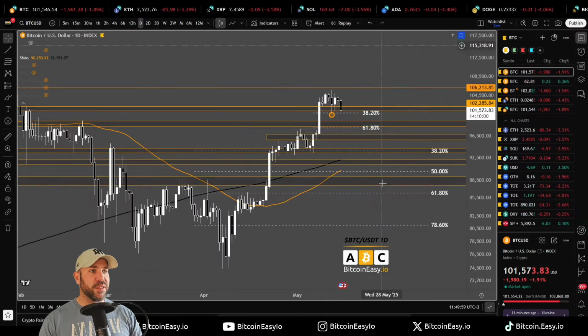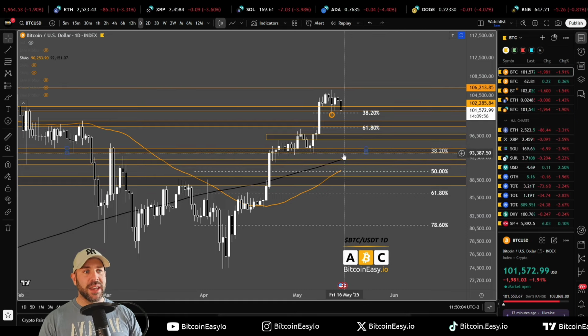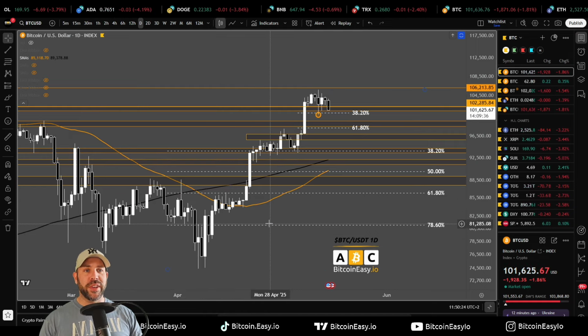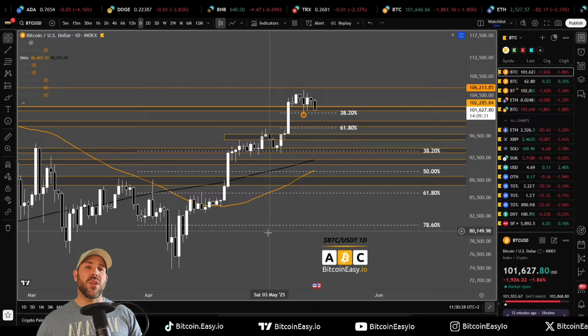As we know, if that level breaks, then we come down here towards the 94 to 93k range, and then it starts to look pretty bearish, and then it becomes very probable that we are moving sideways and down throughout the summer, and then the bull market will continue sometime in autumn or winter.